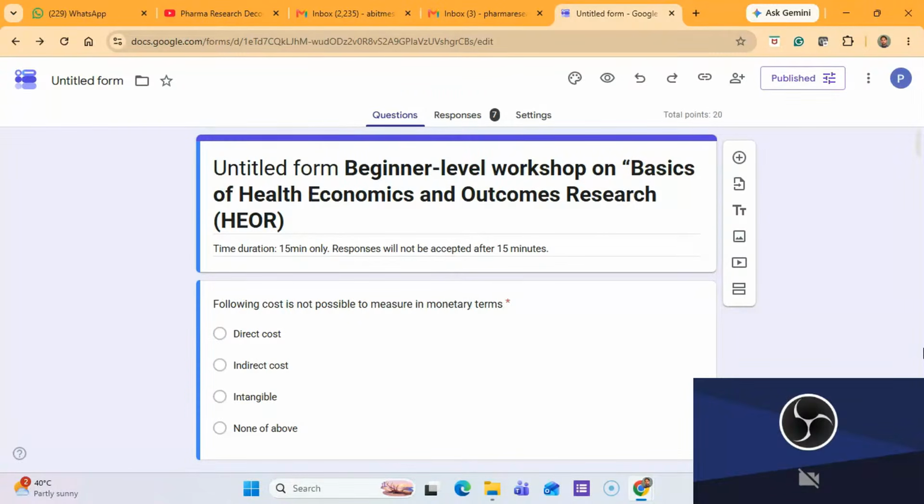It's 4:40. Meantime, if anyone has any questions, they can put them in the chat box, or they can also suggest what you need next for this health economics and outcomes research. What kind of topics you want to cover, that also you can put in the chat box. So now 8 responses. Now last 5 minutes we have.